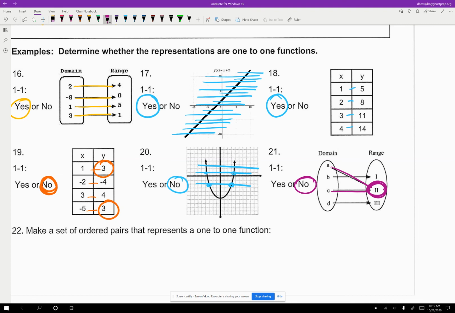Okay. So last thing you have to do is make a set of ordered pairs that represents a one-to-one function. So you should have no repeat x or y values. Okay. All right. So you have to make your list of ordered pairs for a one-to-one function.